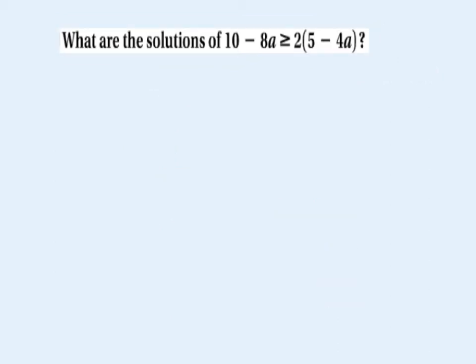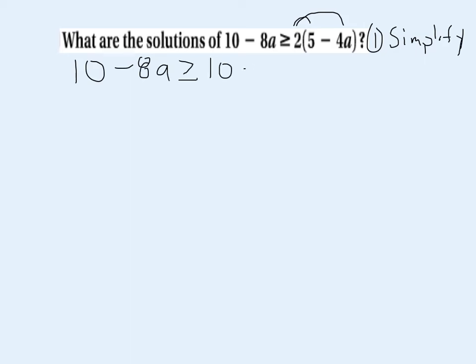So again, a multi-step inequality, but there's 2 steps now I have to do before I can do the 2 steps. My first thing I want to do is simplify. So in this problem, when I simplify, I have to distribute this 2 into my expression. So I have 10 minus 8a is greater than or equal to 10 minus 8a. Well, this looks peculiar. Well, my next step is always to move my variables to one side.